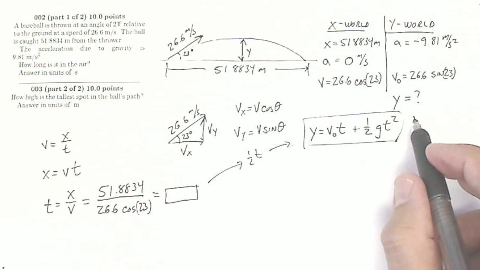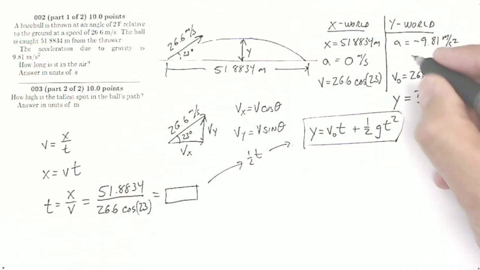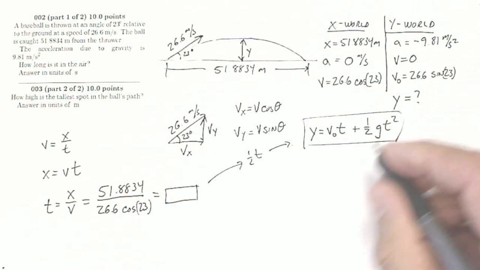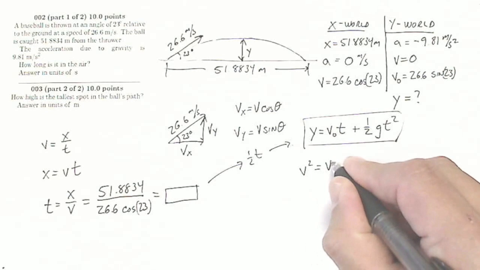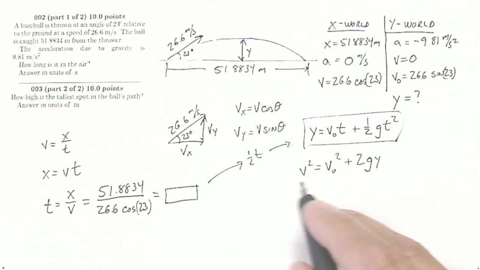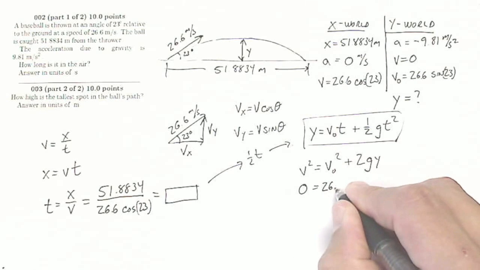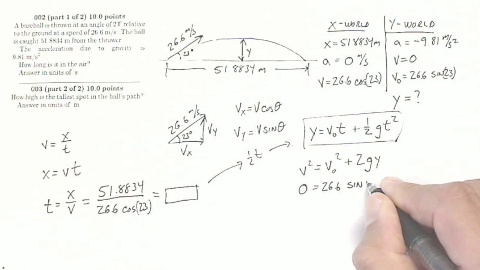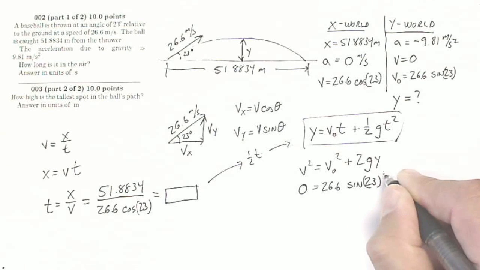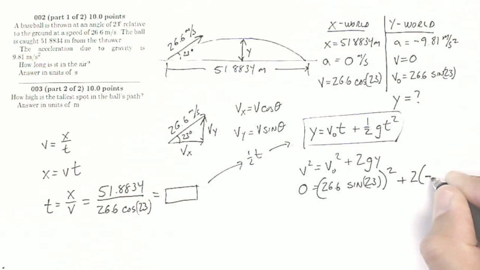But what's even better for me is, since I know that my final velocity up at this point, my y velocity, is going to be 0. So now I can do v squared equals v0 squared plus 2gy, another one of my motion equations. My final velocity is going to be 0. My initial velocity was 26.6 times the sine of 23. Whatever that is, squared plus twice negative 9.81 times my height, y, that I'm looking for.